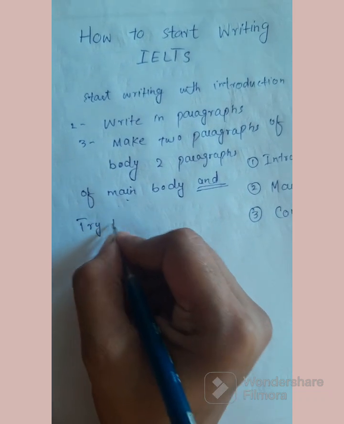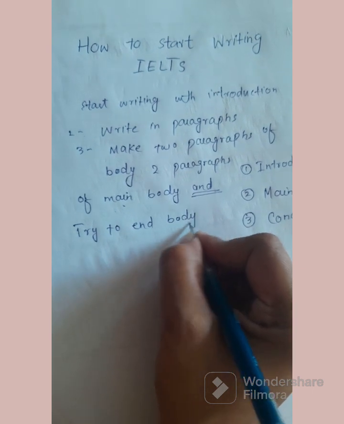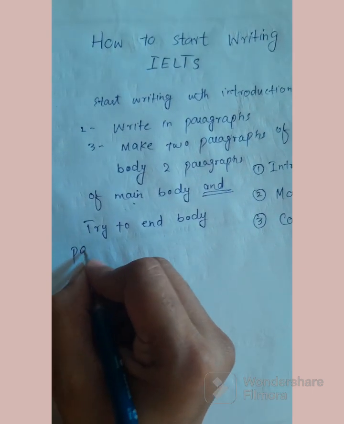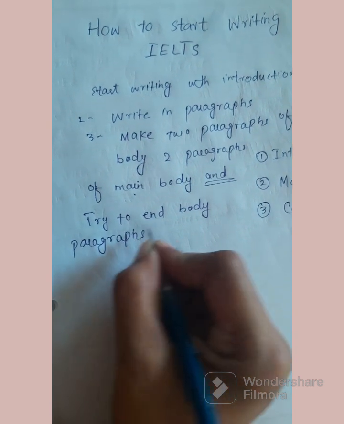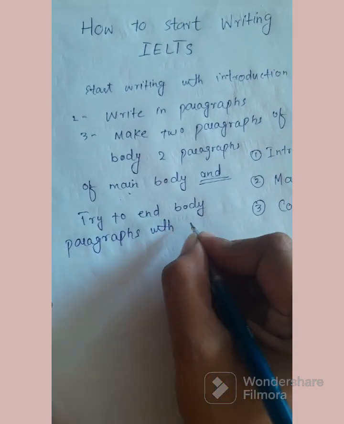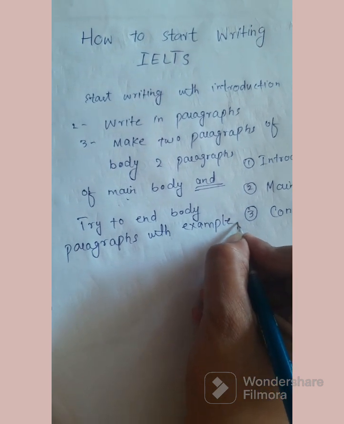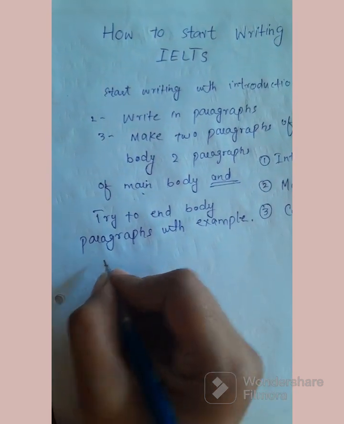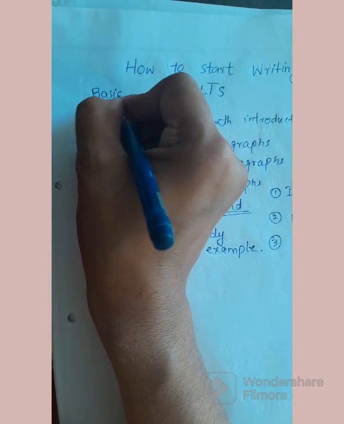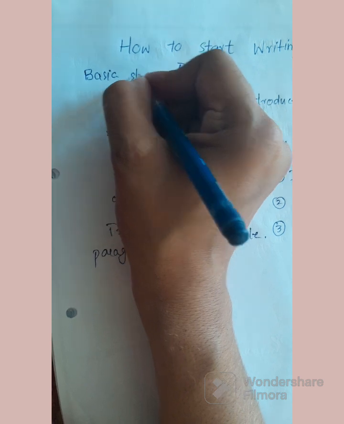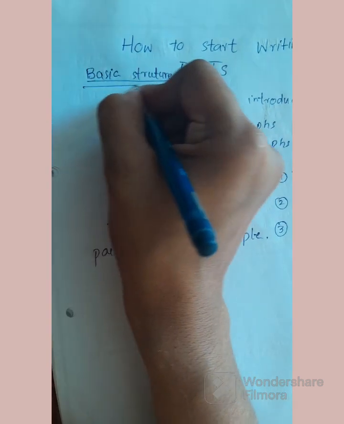For example, if the examiner is asking what your views are about rural life or urban life, then you must say with an example that rural life is good or urban life is good. And if the examiner is asking you about disadvantages or advantages, you must say with examples that this is happening with this and this is happening with this, meaning you try to give an example. Okay, this was the basic structure.